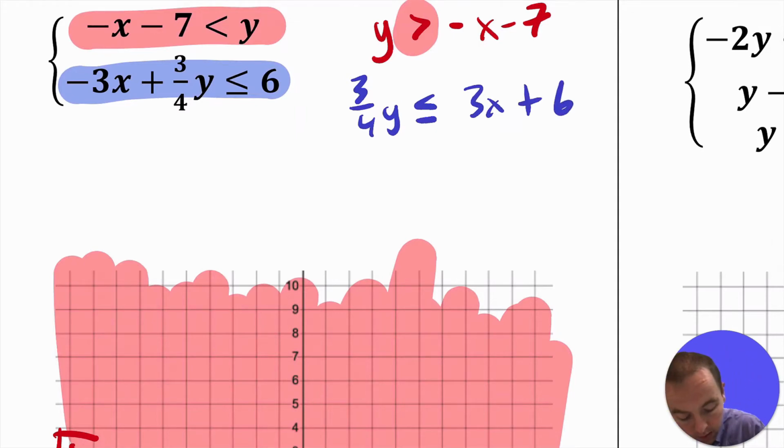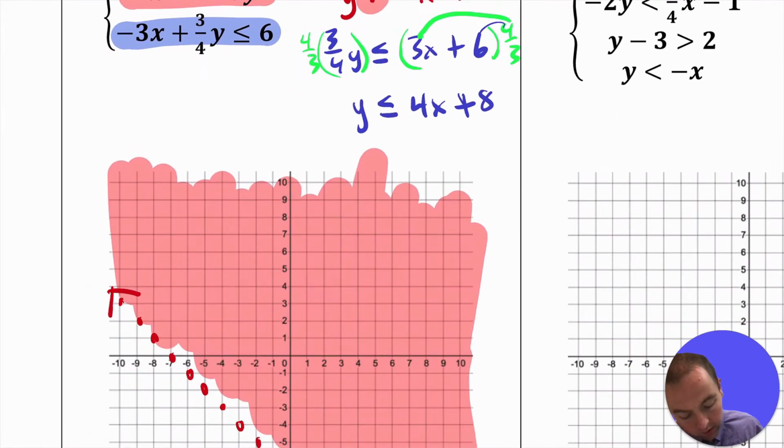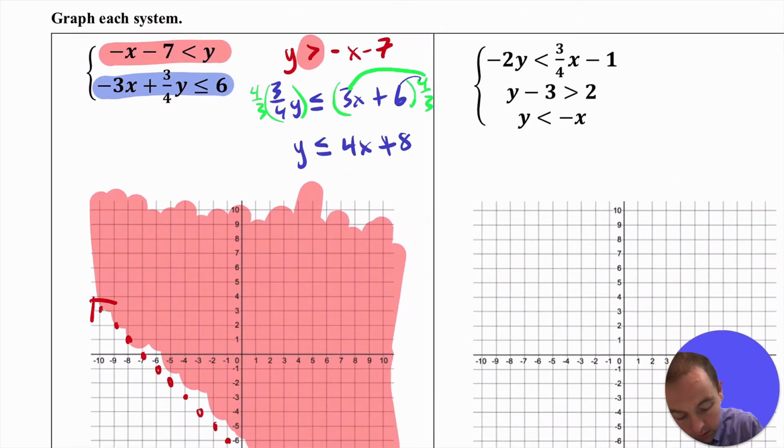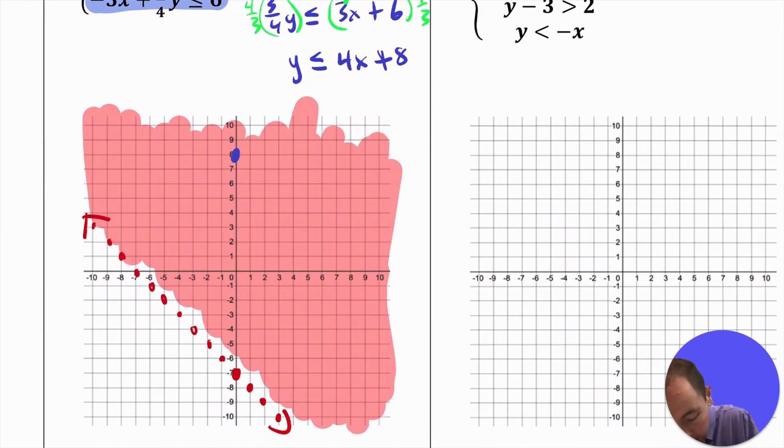And then we're going to need to multiply both sides by 4/3 to get 1y. Because we're multiplying by a positive, the symbol does not flip. And then we multiply the other side by 4/3 as well. So 4 times 3 is 12/3, which is 4x. And then 4 times 6 is 24. 24/3 is 8. So we end up getting y is less than or equal to 4x plus 8 for that other condition. So if we graph that condition now, it's going to have a y-intercept at 8 and then a positive slope of 4.